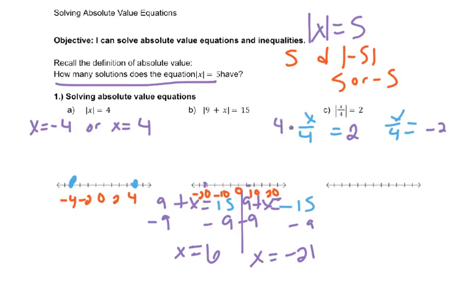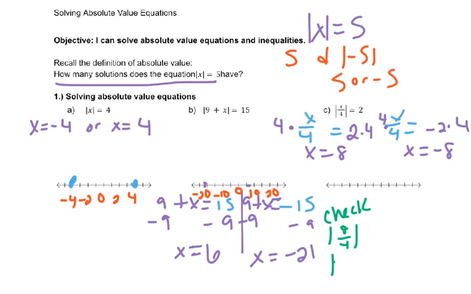Multiply both sides by 4. So this x equals 8. Multiply both sides by 4. And this x equals negative 8. So I should have done this on the last one, but it's okay, I'll do it now. Let's check this. So we're just going to check to make sure this works. So I have the absolute value of 8 divided by 4. Well, that would be the absolute value of 2 equals 2. So yes, that one works.